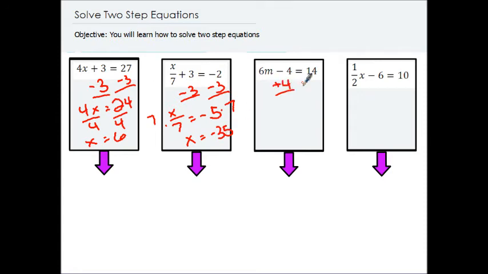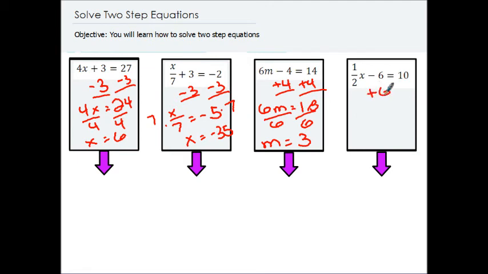Over here, plus 4, 6m equals 28. Divide by 6, oops, I got that wrong, because 14 plus 4 is not 28. It is only 18. Even math teachers make mistakes. Alright, so still dividing it by 6, so m equals 3.